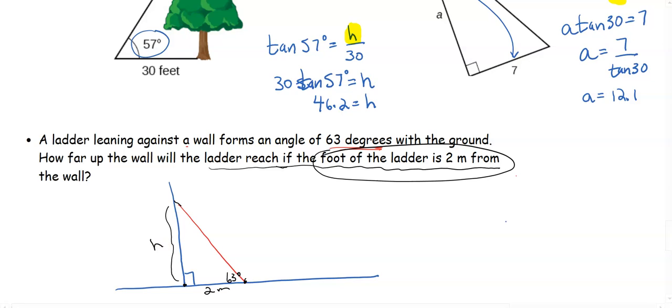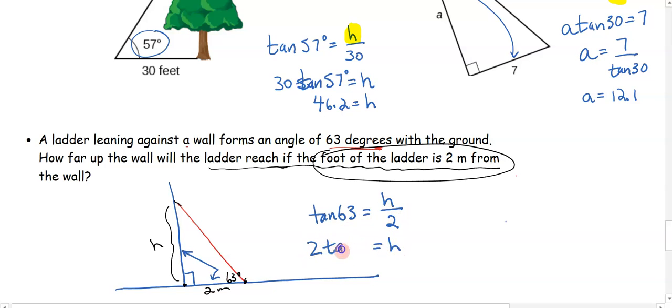Now that you have your diagram, you can do what we did before. You can just solve for it. Okay, well, the tan of 63 equals my opposite over adjacent, right? And then, therefore, h is 2, multiply both sides by 2, tan 63. So I just type in 2 tan 63, and I get 3.9 equals h. I now know that the height I can reach is 3.9 meters up the wall.